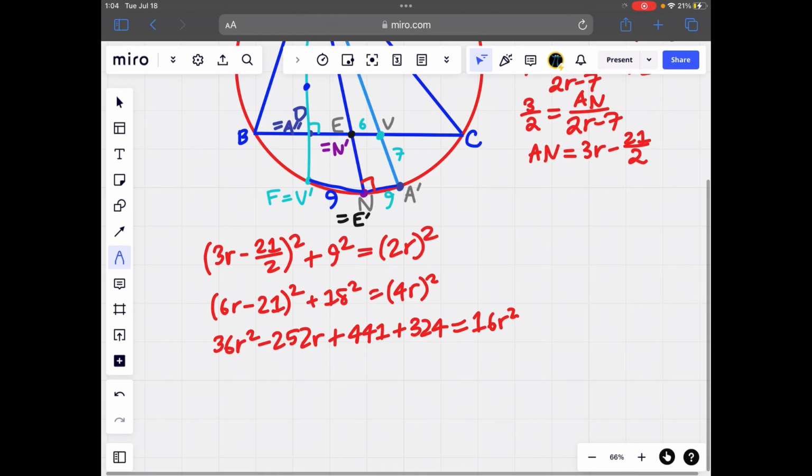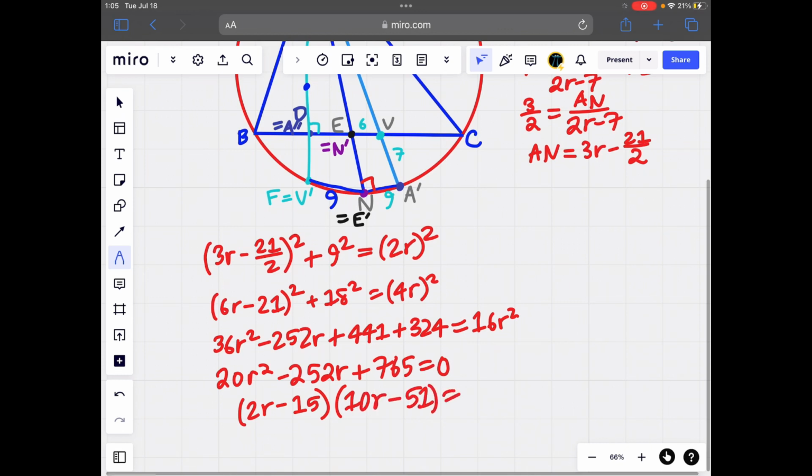Now, subtract 16R squared from both sides. We get 20R squared minus 252R plus 441 plus 324, which is 765, equal to 0. We can factor this. It ends up being 2R minus 15 times 10R minus 51 equals 0. So R is either 15 over 2 or R is equal to 51 over 10.